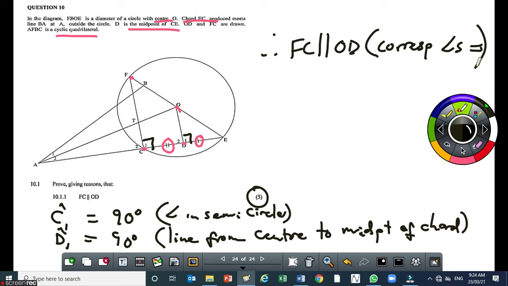Corresponding angles. Corresponding angles. They are equal. They are not adding up to 180, but they are equal. Corresponding angles are equal, so you can talk about this. Anybody have any question? Okay. Then let's move.